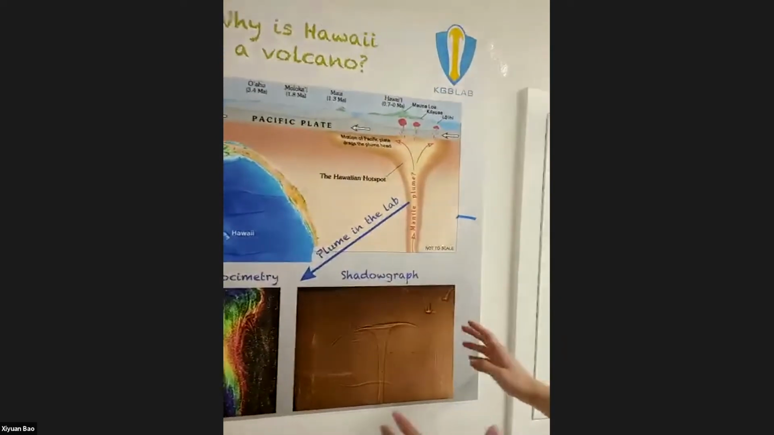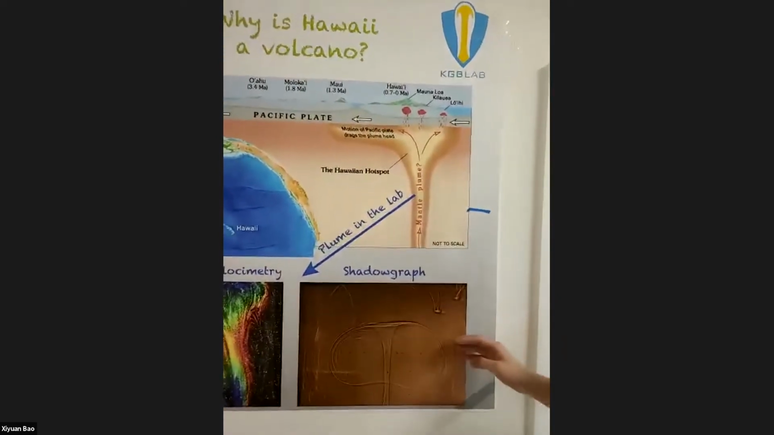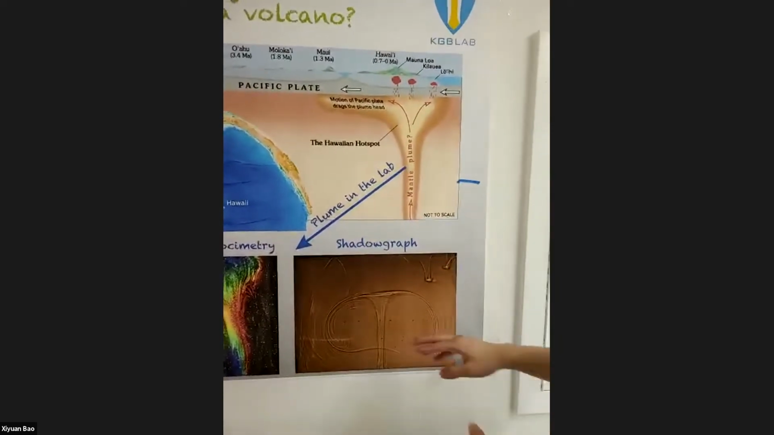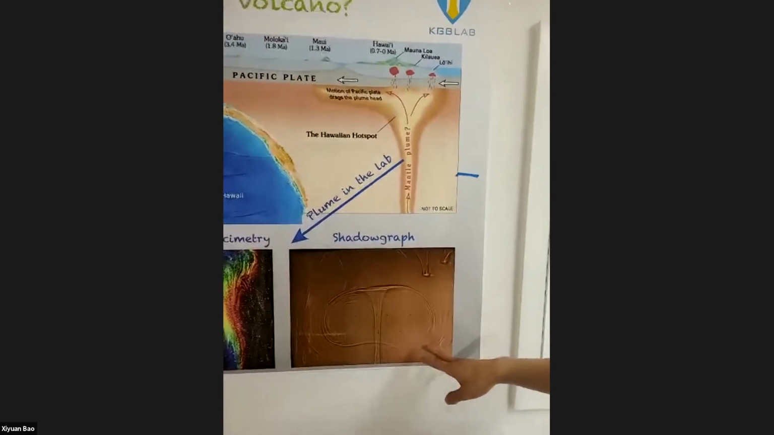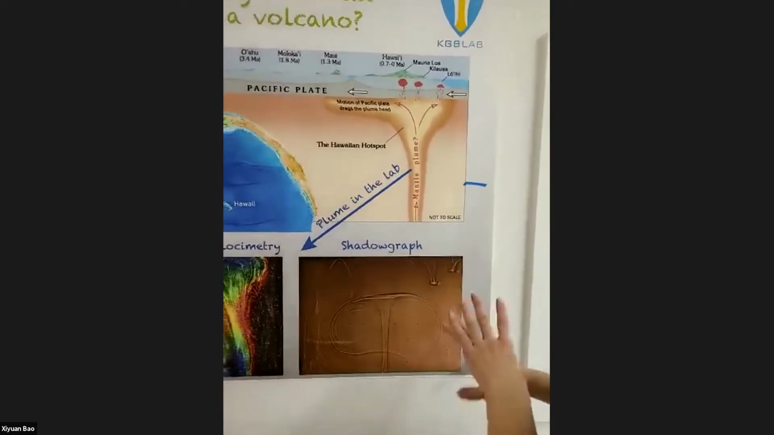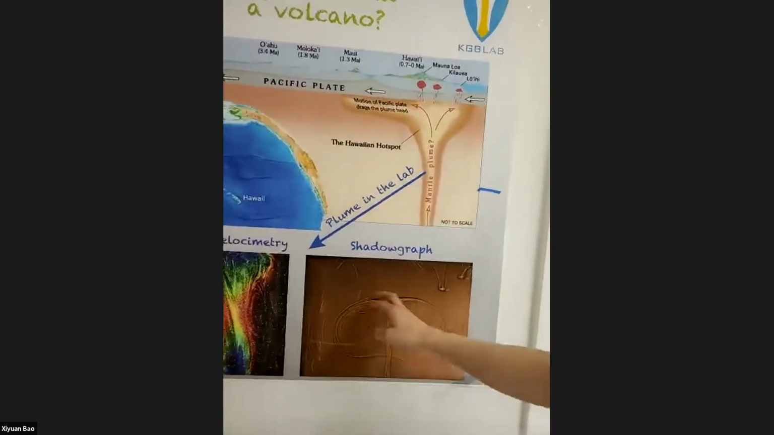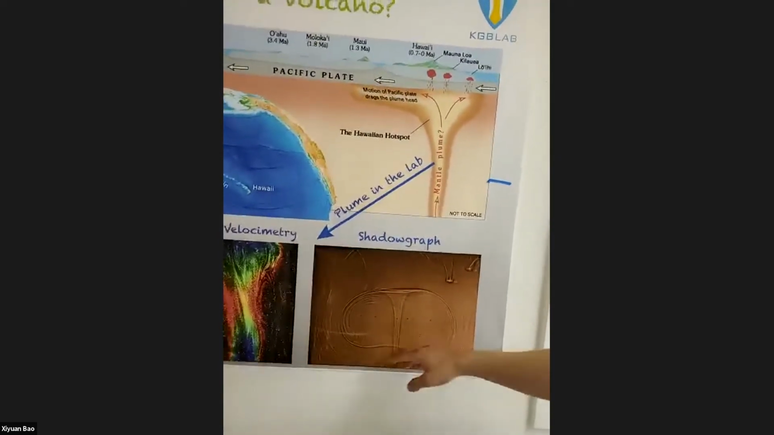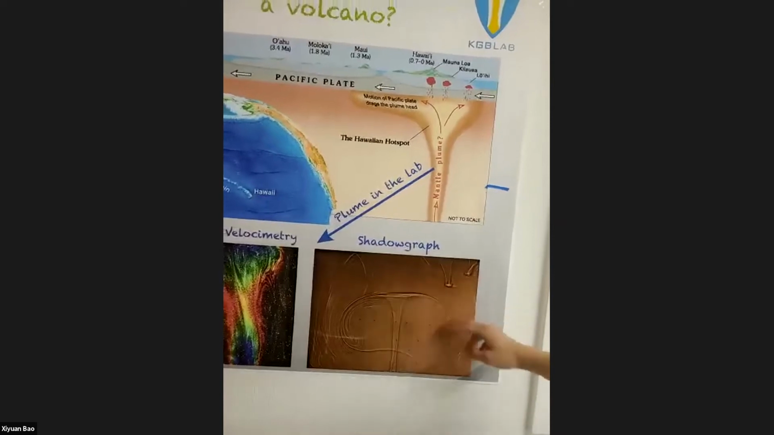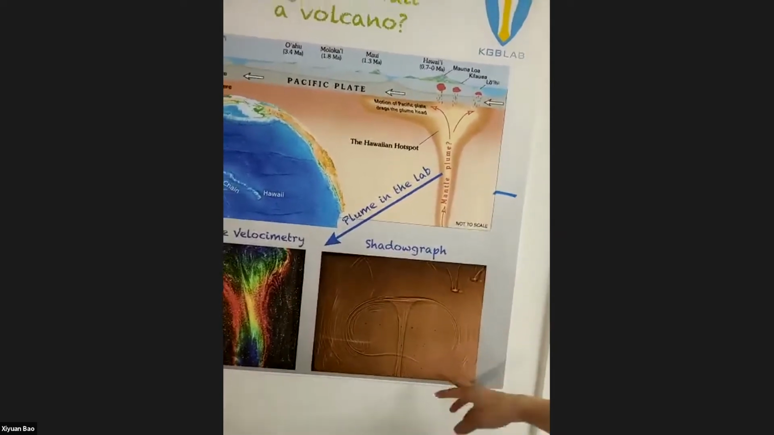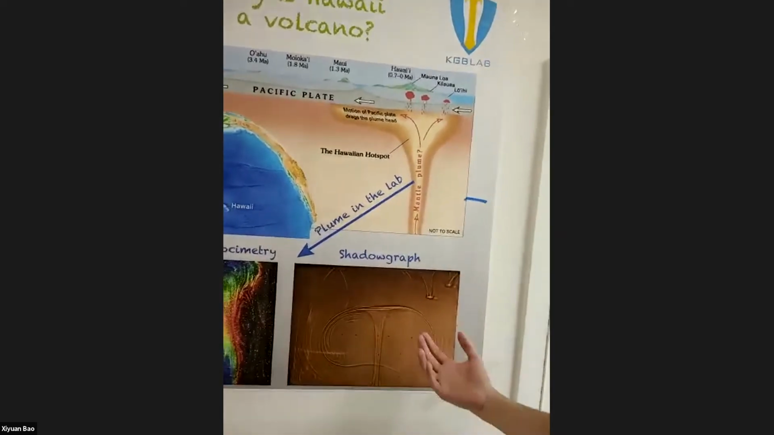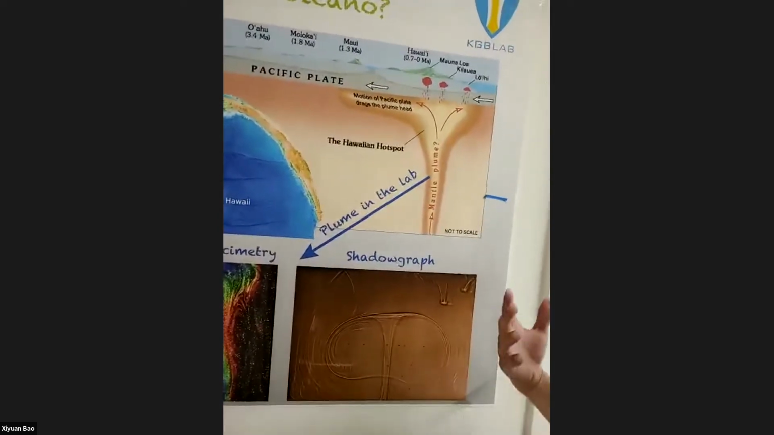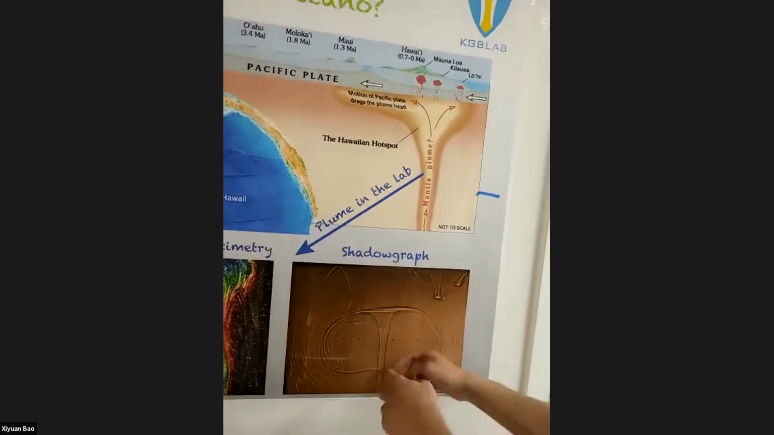Another family of techniques is basically called shadowgraph. You add a light source in front of the tank, and you project the shadow onto some kind of plane, and you see very clearly the morphology of the plumes. And this is because the plume is hotter than the surrounding fluid, and it has a different density. That's why it can rise.